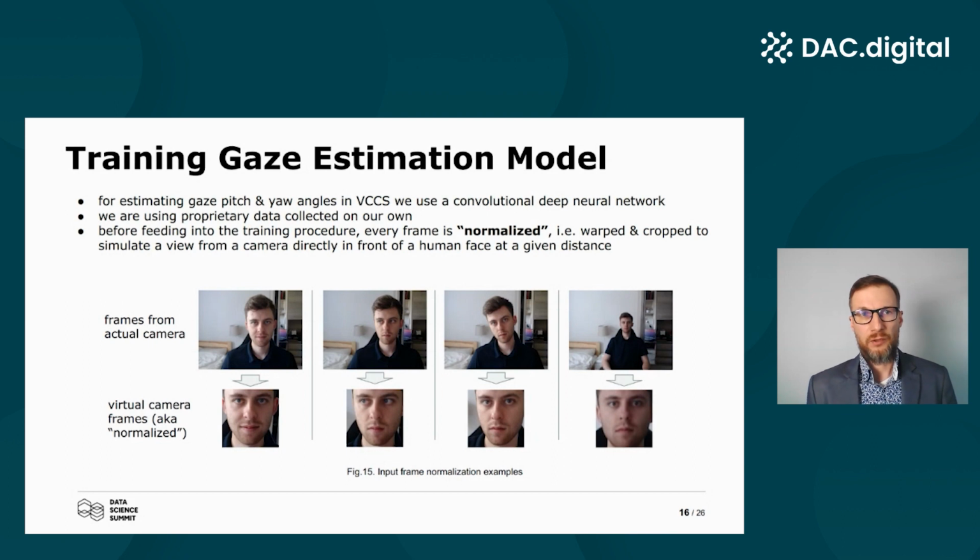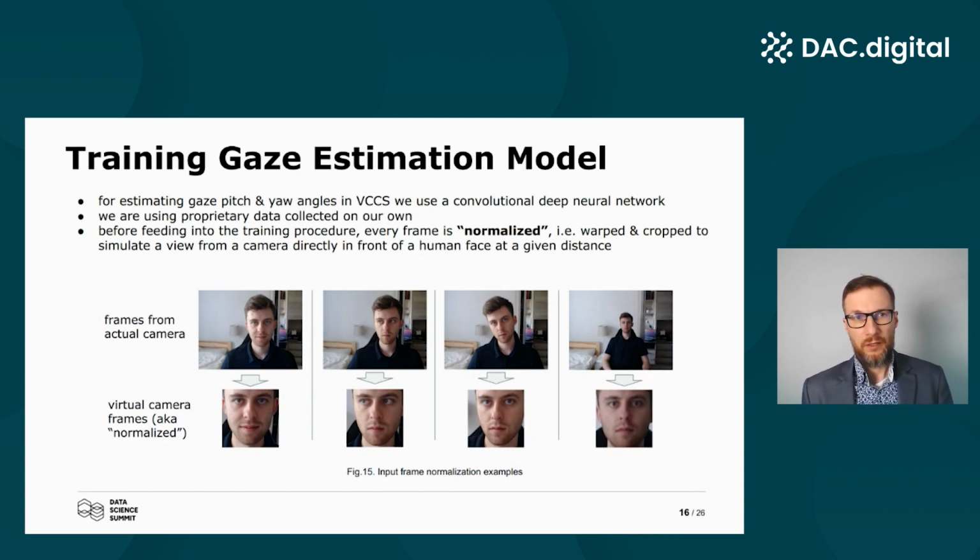Before feeding into the training procedure, every frame is normalized, meaning it's warped and cropped to simulate a view from a camera directly in front of a human face at a given distance. Image normalization makes the gaze estimation task easier for the model. Below, you can see how frame normalization works in practice.